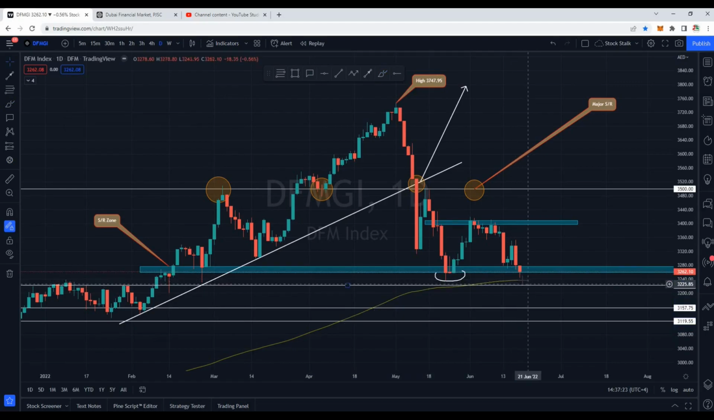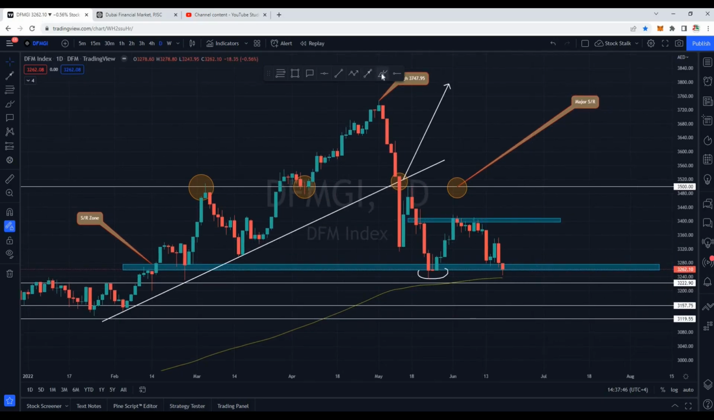Let me delete this white line. We are almost there. So this zone is very critical for the market. We should see some bullish momentum, else the market will go down deeper into the bear zone, which is obviously negative and not good for the overall market. So let's understand the scenario. What can happen from here?